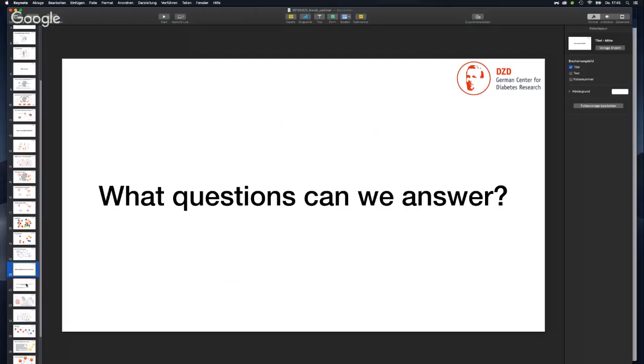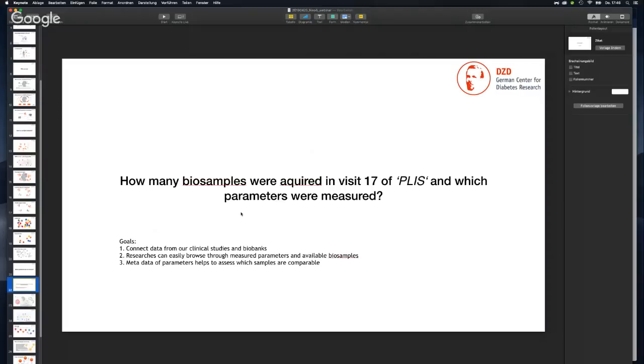Usually these questions are pretty easy for our medical doctors, and they are very complicated to query for relational databases. With graph databases, it's much easier to answer these questions. One of the first questions that our medical doctors had was how many biosamples were acquired in a visit, which is visit number 17 of our clinical study, called PLIS, and which parameters are measured on these biosamples.